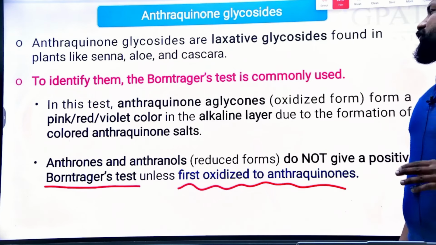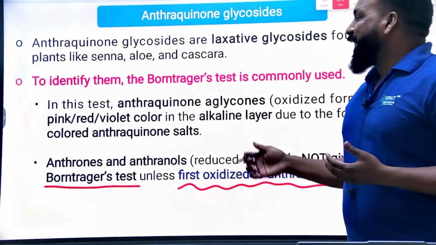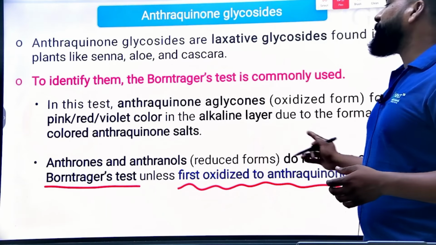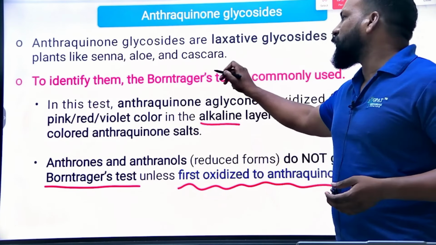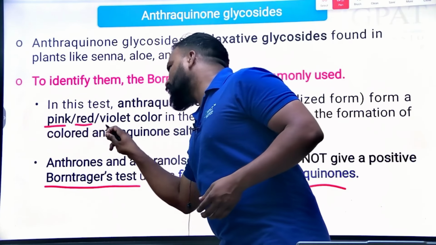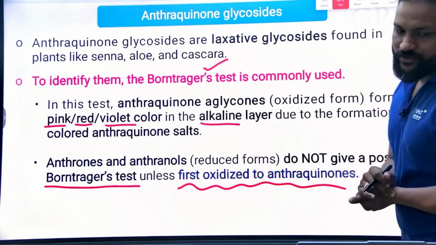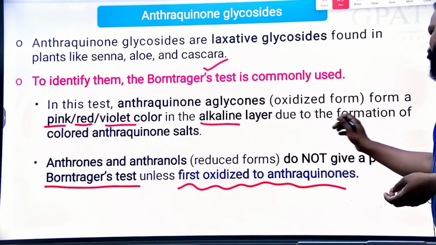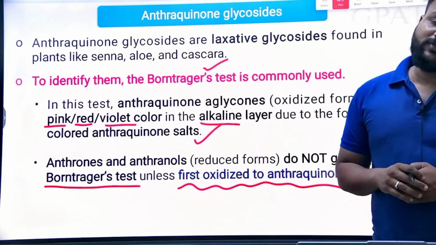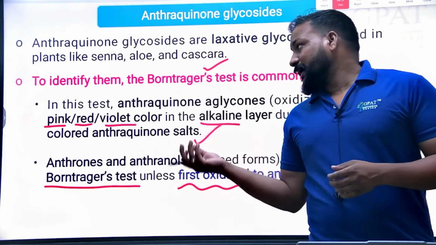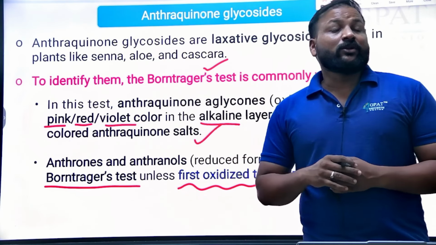Also, when you perform the Borntrager test, anthraquinone glycosides form a pink, red, or violet color in the alkaline solution. It gives a pink, red, or violet color that you can use to confirm the presence of anthraquinone glycosides. It is through the formation of colored anthraquinones that the color changes into red, violet, or pink. There you confirm the presence of anthraquinone glycosides.